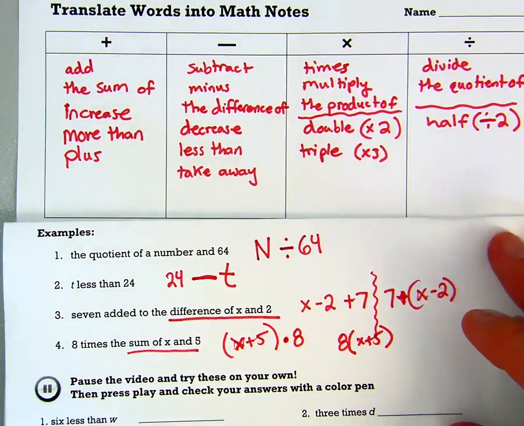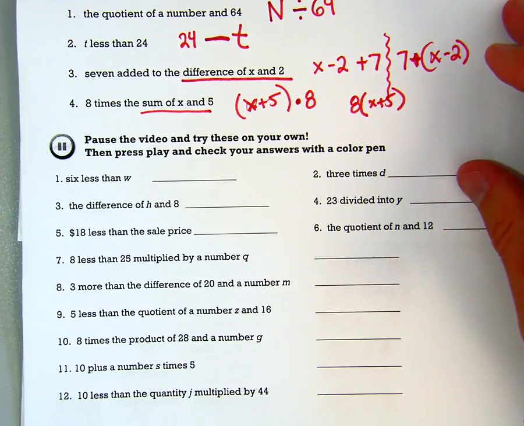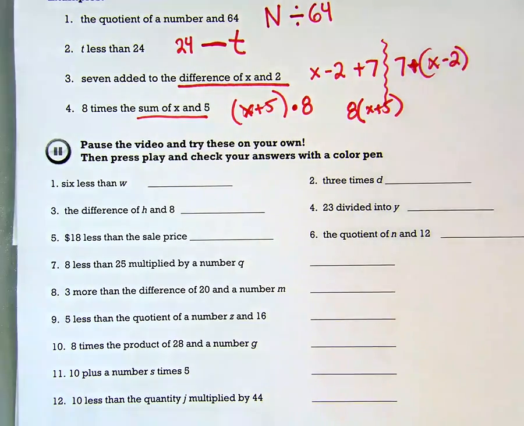Okay. Alright, so you have quite a few here for you to try. There's 12 here for you to try. Alright, make sure you use your vocabulary words. Make sure when you're doing the differences and whatnot that you actually are thinking about which one goes first. Okay. So go ahead and pause your video and try those.